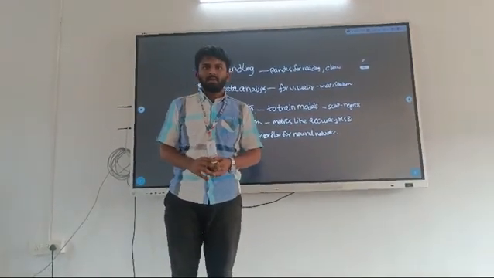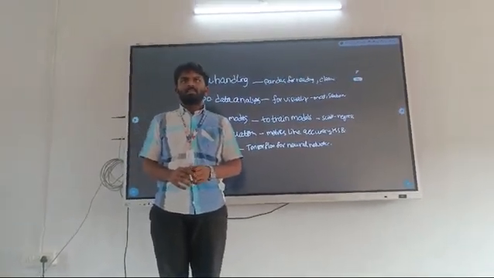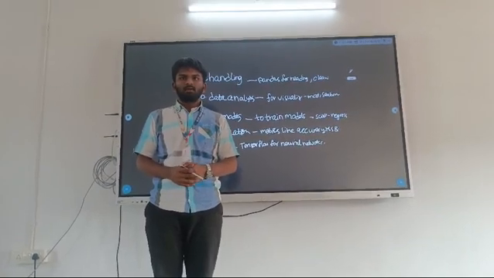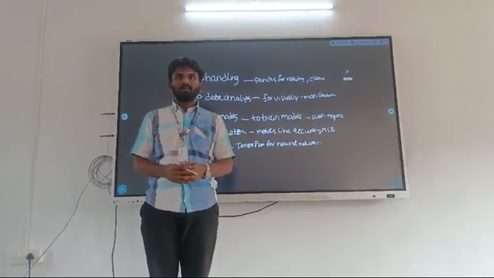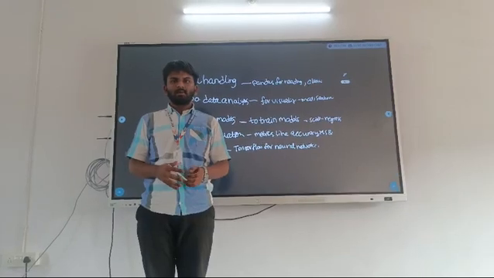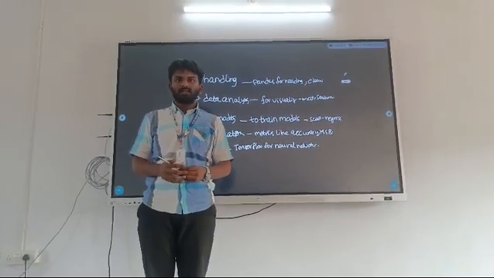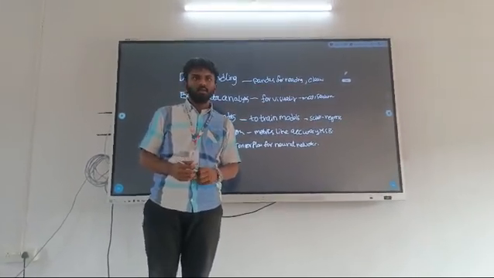And ML. What is ML? ML is an algorithm in AI to predict the models, and there are three types: supervised learning, unsupervised learning, and reinforcement learning.